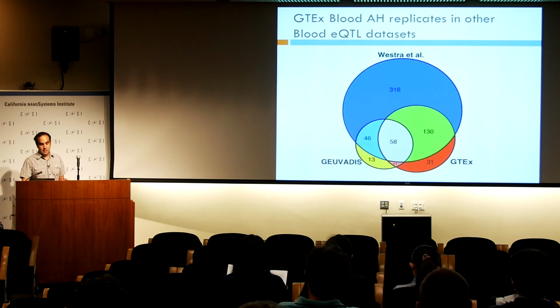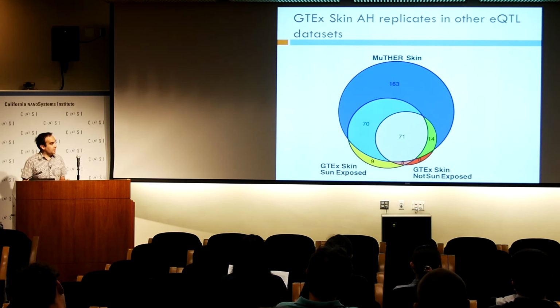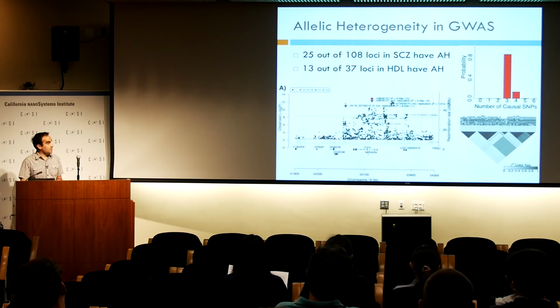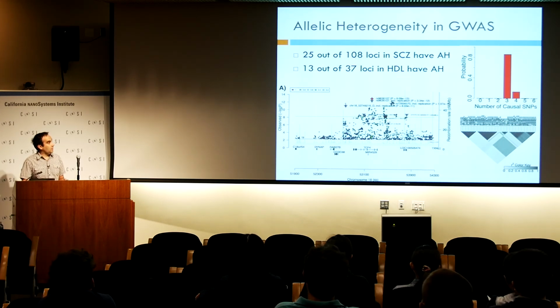Similarly, we looked at 3 blood data sets, computed allelic heterogeneity, and found a huge amount of overlap at the loci that have allelic heterogeneity. So this structure is present even in different studies in different populations, and the same with skin. Finally, we applied this to GWAS data, and out of the 108 loci recently reported for schizophrenia, 25 of them demonstrate allelic heterogeneity, and 13 out of the 37 loci at eQTL have allelic heterogeneity. We actually think that more than 25 and more than 13 of them have it; as the studies get bigger, we'll be able to detect more and more.